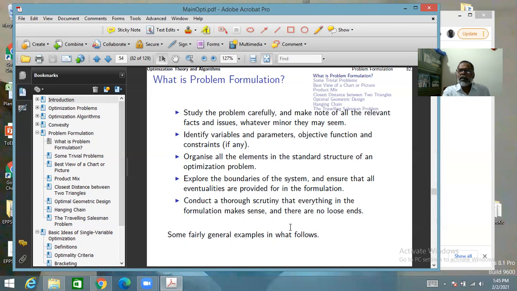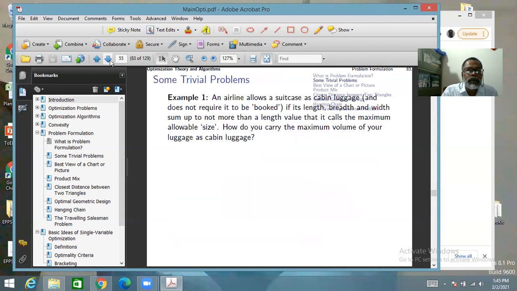So in what follows, we will discuss some fairly general problems and their formulations. First, we take some trivial problems.